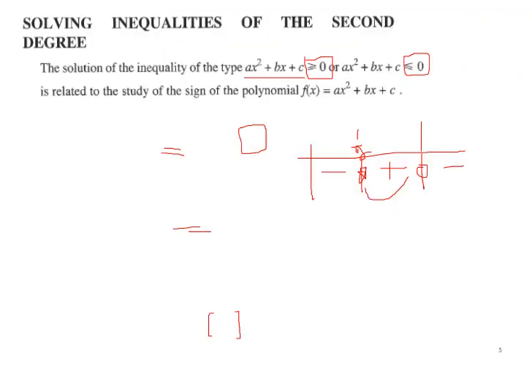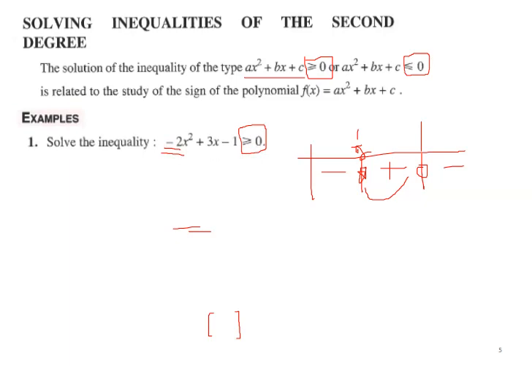Now, solving the inequations, or the inequalities of the second degree. This is an inequality and you solve it the same as if it is a polynomial. So we just pretend that it's a polynomial. We find the delta, we find the roots, we put them on the table, and when you do the table, you only check the positive if the inequality is positive, or you check the negative if the inequality is negative.